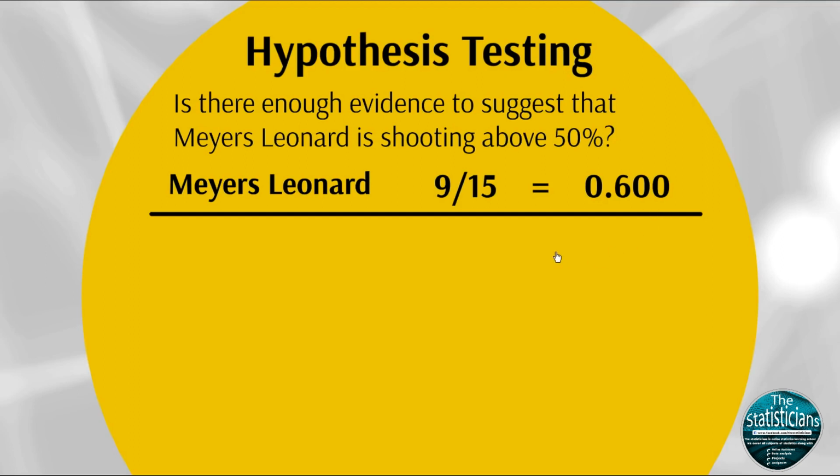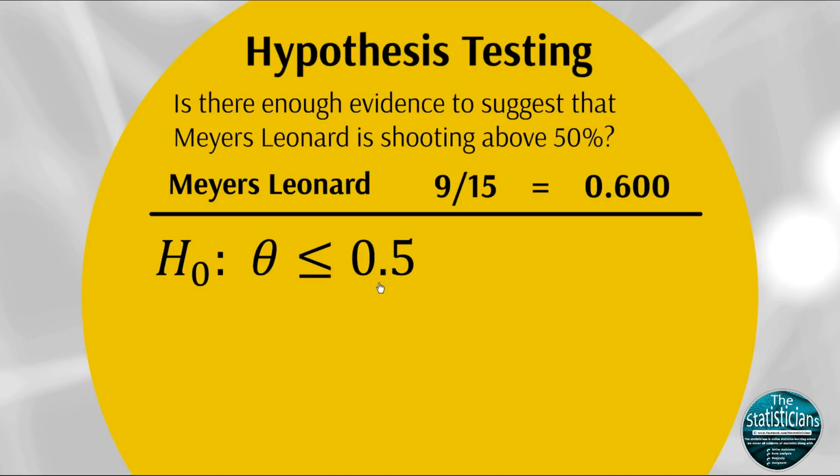So what statisticians like to do is they like to set this thing called a null hypothesis. And it's given the expression H0. And here we're going to set the null hypothesis to be that Myers-Leonard's long-term 3-point percentage is less than or equal to 50%, less than or equal to 0.5. Now, why might we do that? Well, as a statistician, we're always very conservative. We assume that the reverse is true, and then see if there's enough evidence to really budge from that assumption.